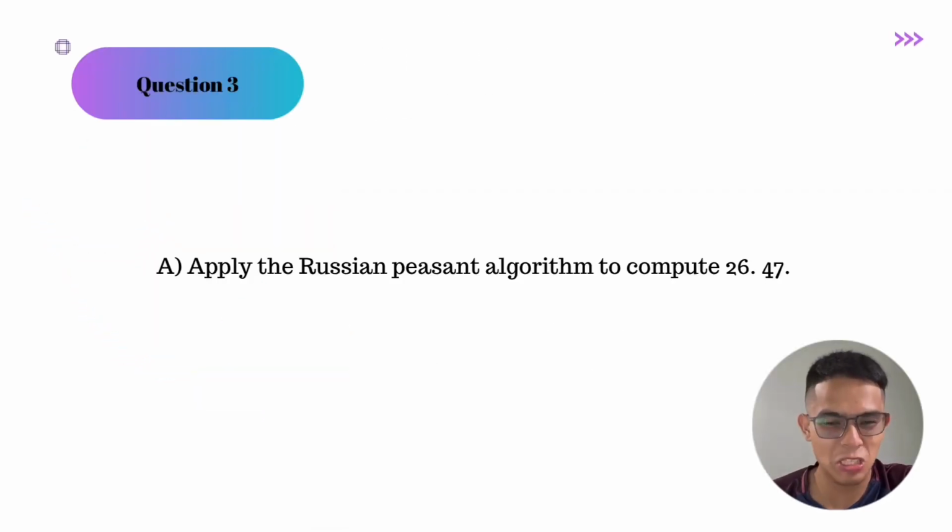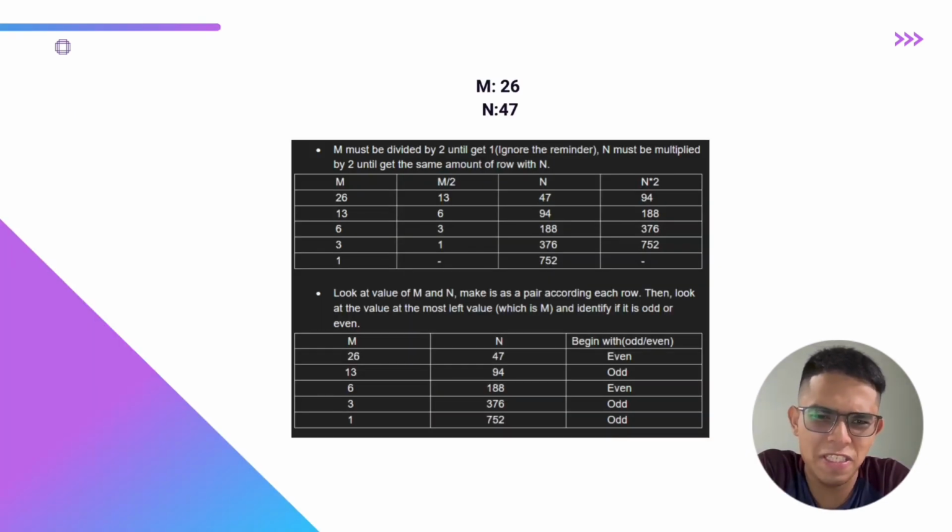And then the next question is to apply the Russian Peasant algorithm to compute 26 multiplied by 47. After we get this type of question, the first thing we must do is label M and N. Here, for example, I label 26 as the M value and 47 as the N value, since 26 comes first before 47. After that, we take the M value and divide it by 2 until we get 1.